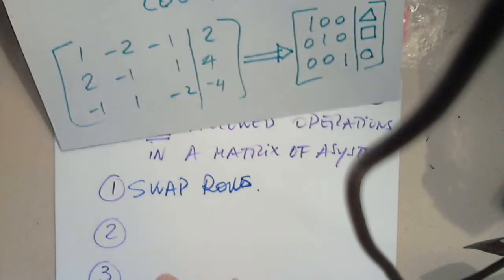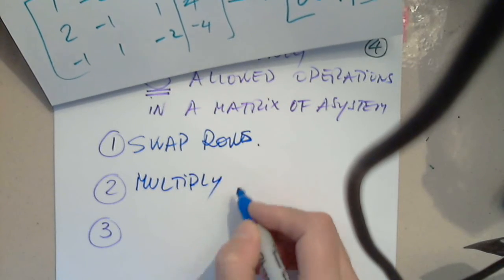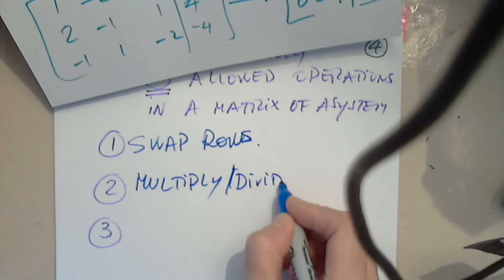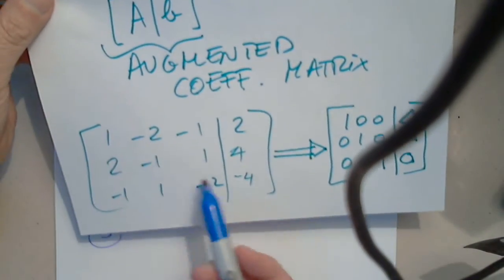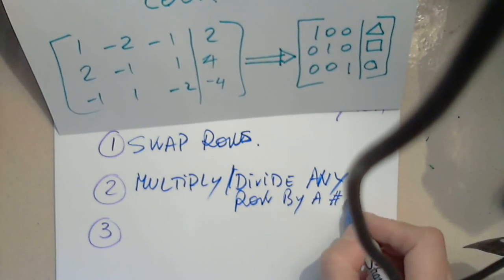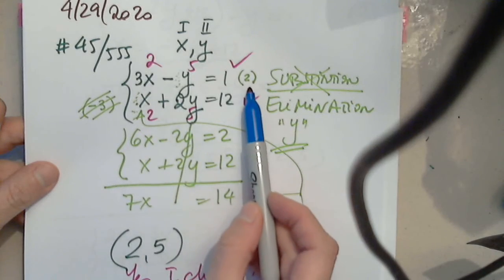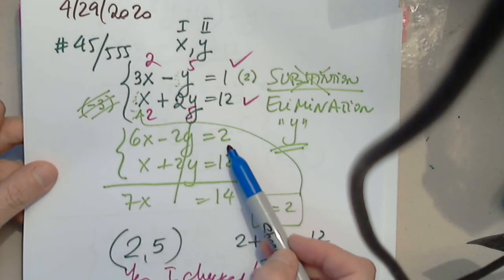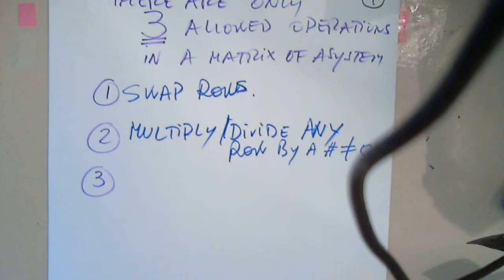Second step, second operation that I'm allowed to is multiply or divide a row, any row. When I talk about a row, I talk about an equation, by a number that is not 0. Have we done that before? Many times. We multiplied an equation by 2 to get 6x minus 2y equals 2. That is absolutely allowed. I'm allowed to multiply or divide any row by a number that is not 0.